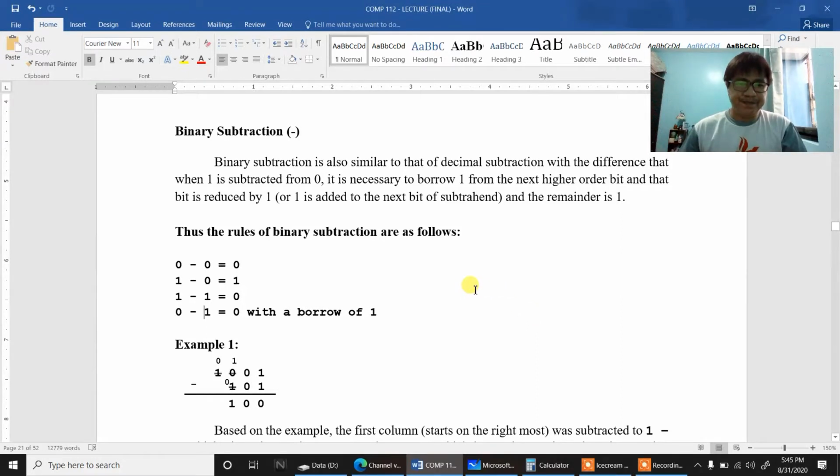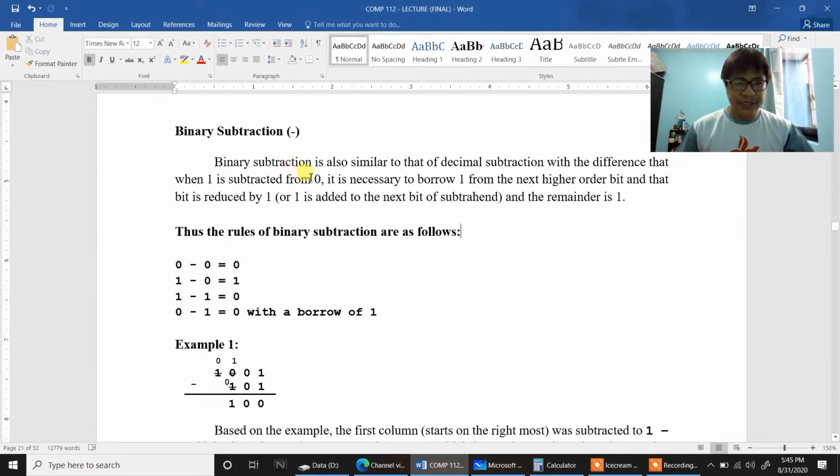Hello everyone. So this is the continuation of our lesson last time. In our previous lesson we discussed how to solve for the binary using addition. This time the continuation of our lesson is focusing on subtraction, multiplication, and division.